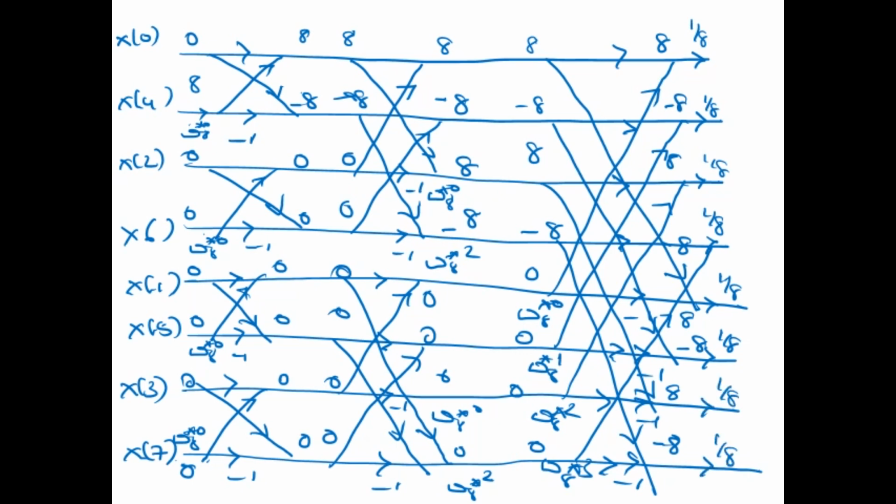So answer will be, x of 0 is 1, x of 1 is also -1, x of 2 is equal to 1, x of 3 is also -1, x of 4 is 1, x of 5 is -1, x of 6 is 1, x of 7 is also -1. So we can write x of n as, x of n is equal to 1, -1, 1, -1, 1, -1 and 1, -1. This is the final answer.